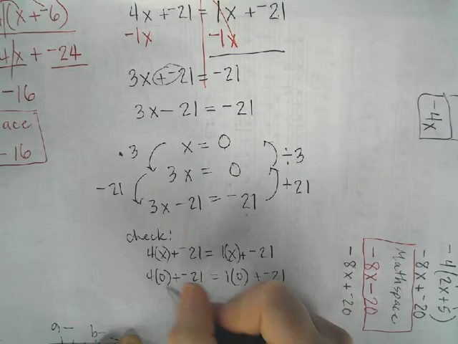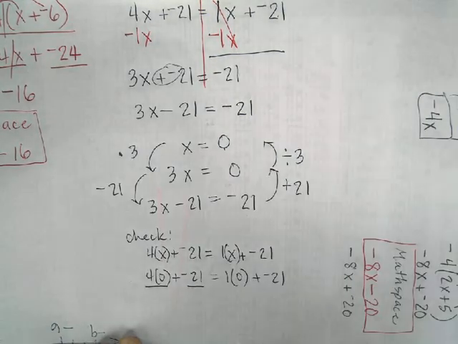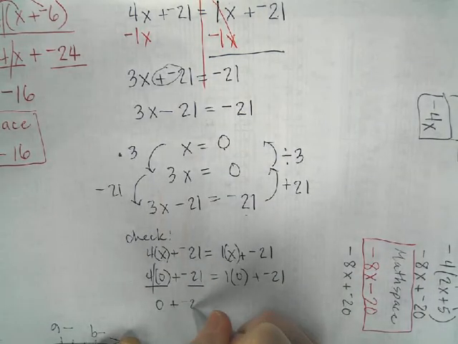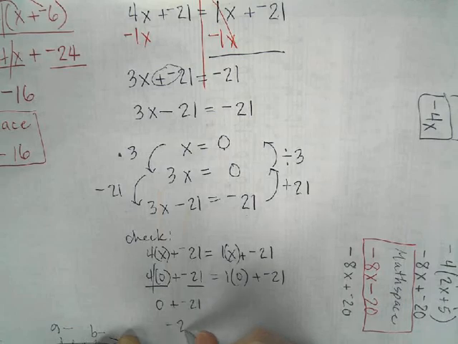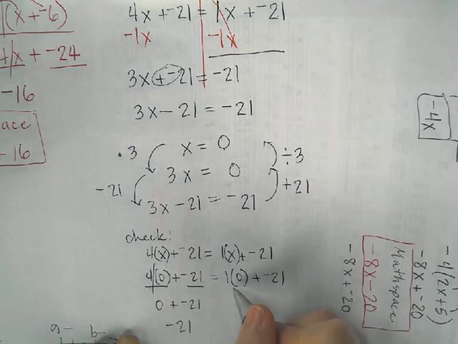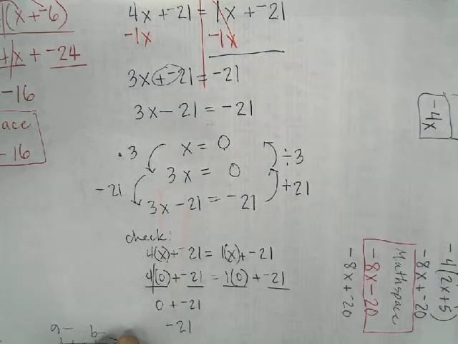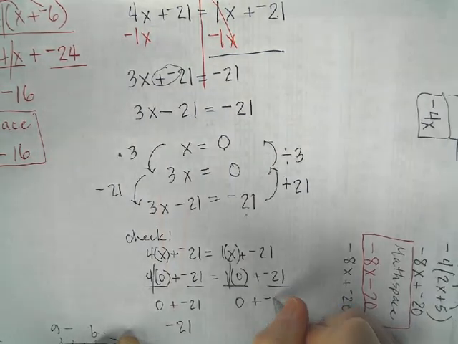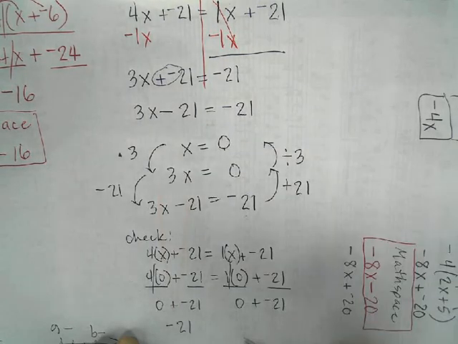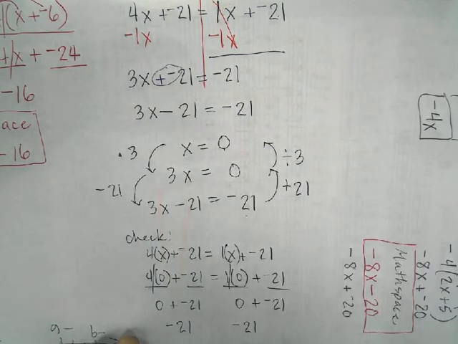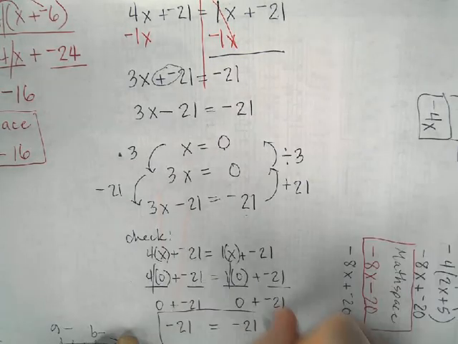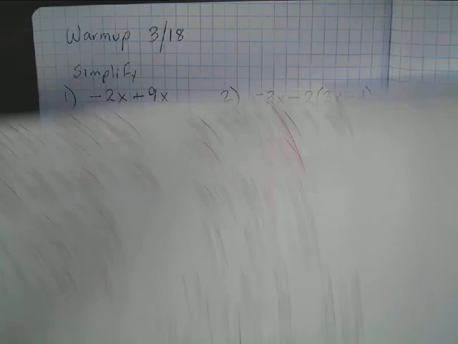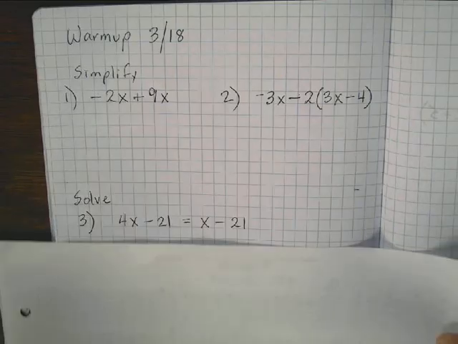So I'm going to parse, underline plus sign, underline. 4 times 0 is 0. 0 plus negative 21 is negative 21. And the other side, underline plus sign, underline. Multiply. 1 times 0 is 0 plus negative 21. 0 plus negative 21 is negative 21. Oh, it works. Happy face. My check worked. All right, now let's do the same thing in Spanish. Oh, boy, wish me luck.